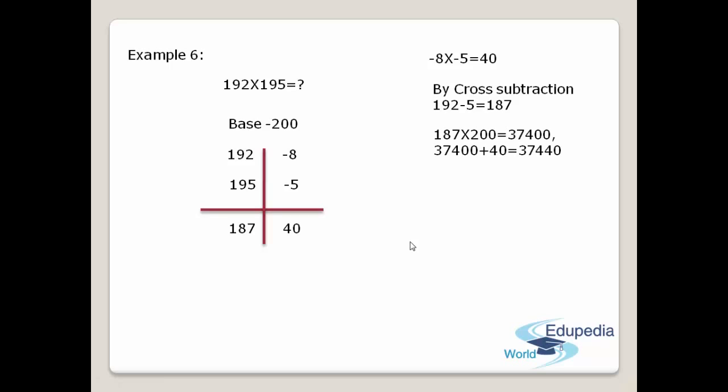When you multiply 187 with 200, the product that you are going to get is 37,400. After getting the product of 187 and 200, you add the 40 to that number. So 37,400 plus 40 gives 37,440. And therefore the product, when you multiply the numbers 192 with 195, is 37,440. I think this is the easiest way of doing multiplication of numbers.